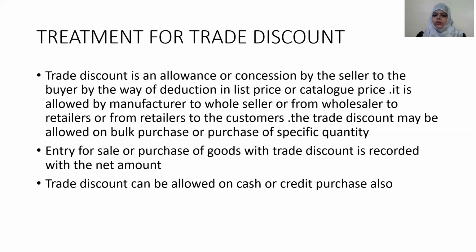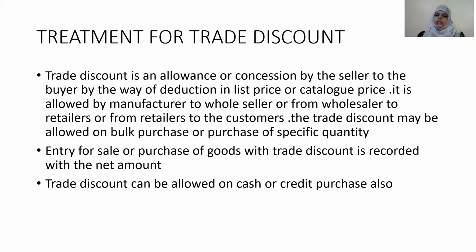Entry of sale or purchase of goods with trade discount is recorded with the net amount. Net amount is the amount at which the goods are purchased or sold. Next, trade discount can be allowed on credit and cash purchases also. If you are making a cash purchase, a trade discount is allowed. If you are purchasing on credit, a trade discount is also allowed.